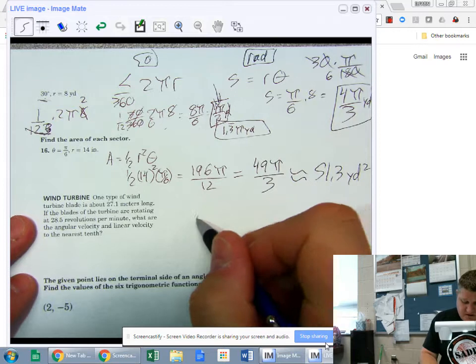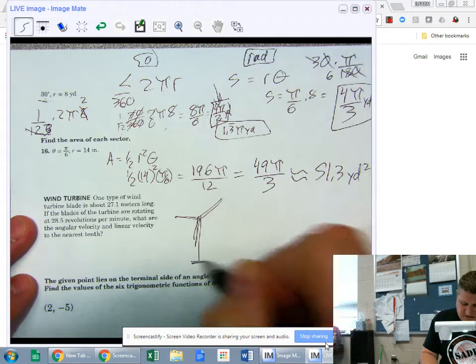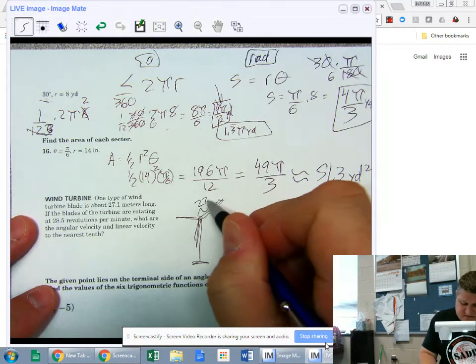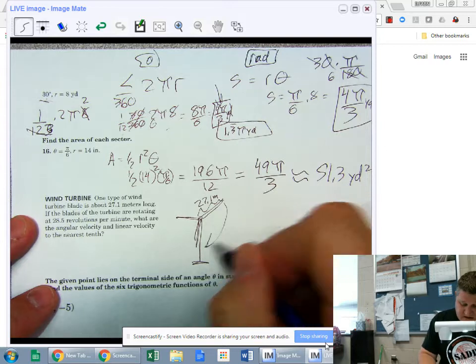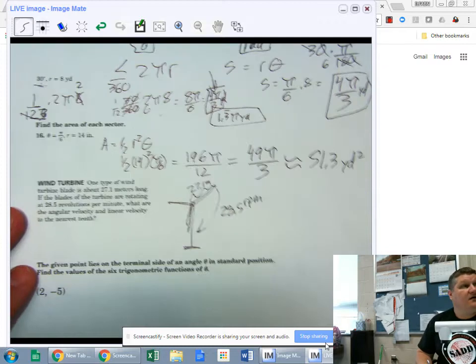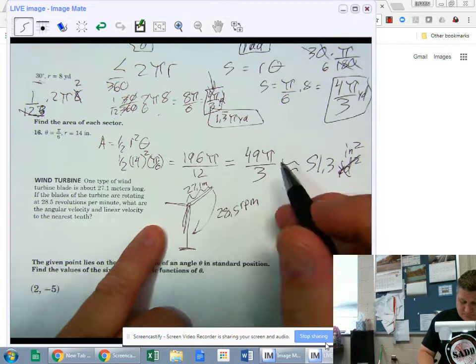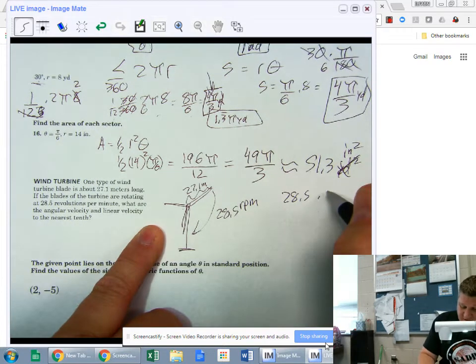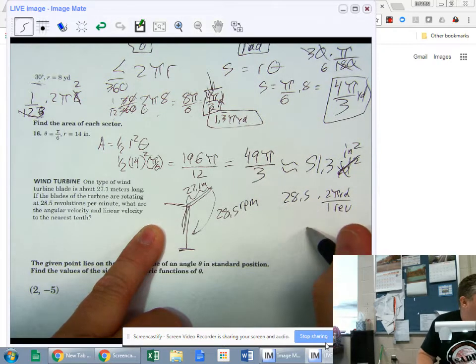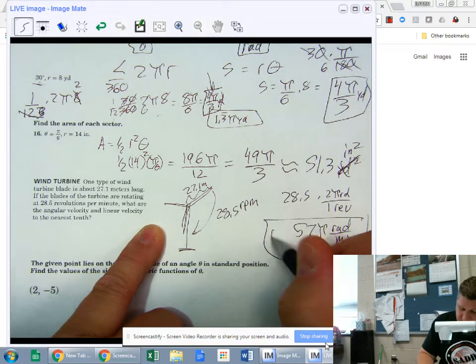All right, wind turbine. Here we go. 1 blade, 2 blades, 3 blades, and a stick. Okay, so the blade is 27.1 meters long, and it has 28.5 RPM. Do we agree? Yes. Last one was in inches. Inches squared. Good call. Now, in this case, I have 28.5 times 2 pi radians over 1 revolution. Do we agree? So I come up with 57 pi radians per minute. Okay, so that's going to be omega.